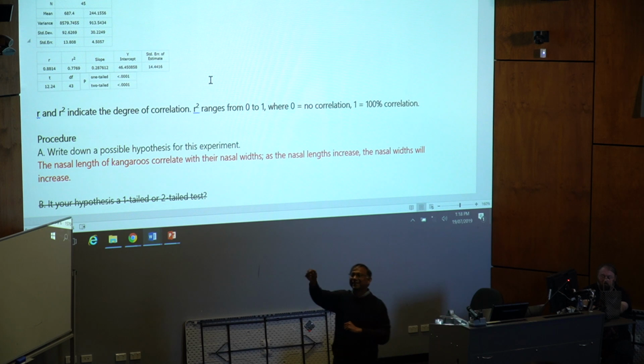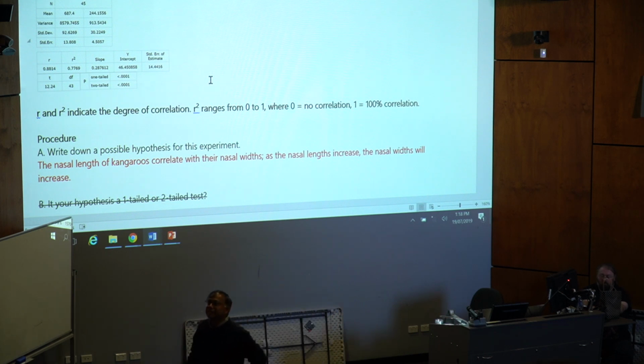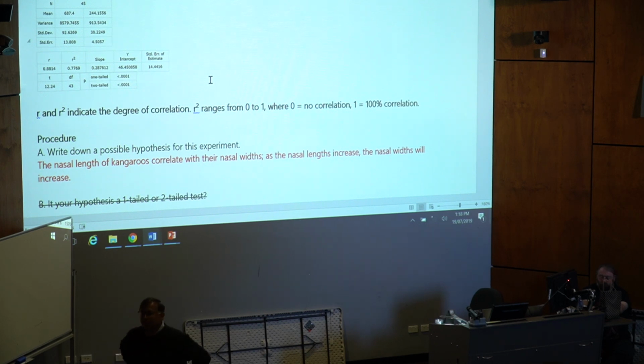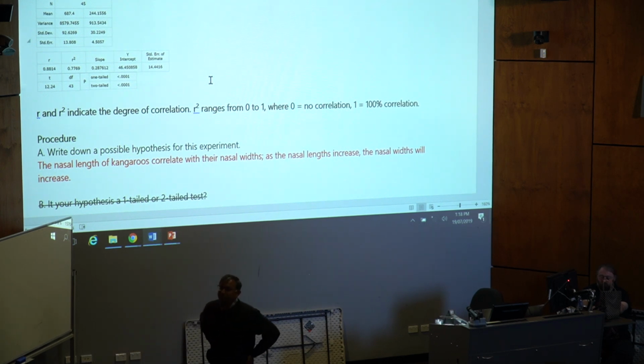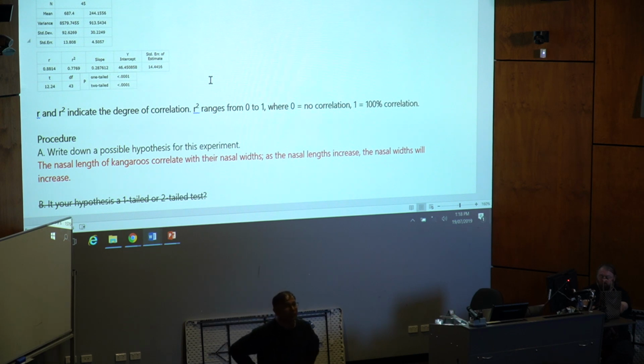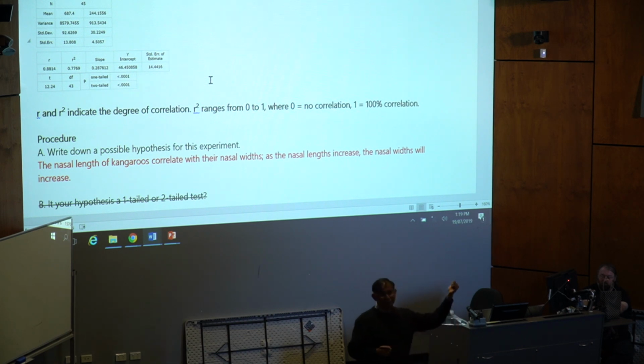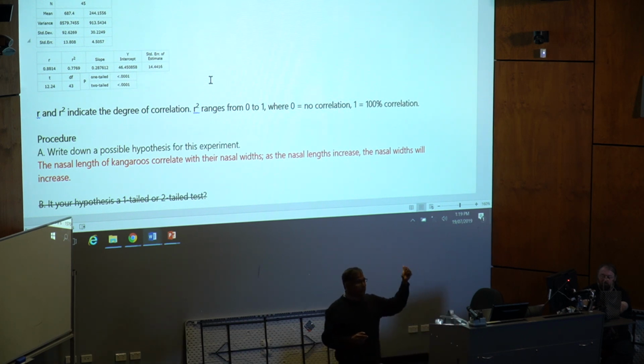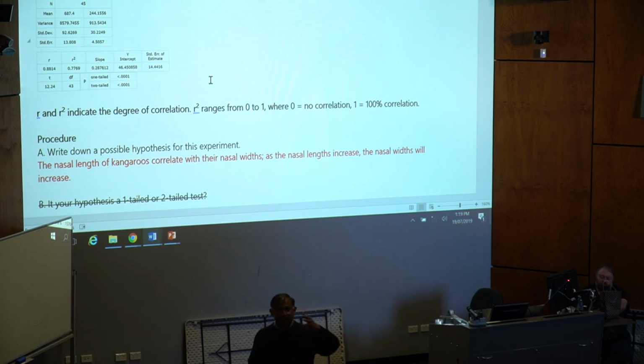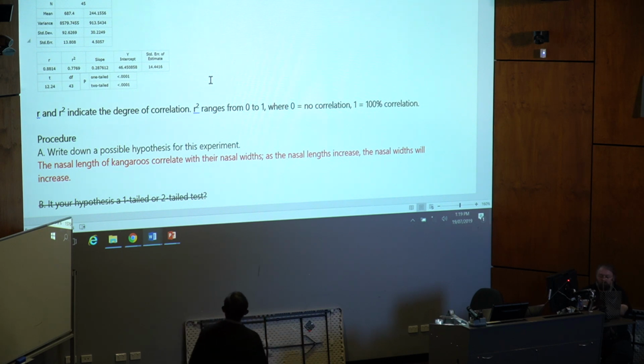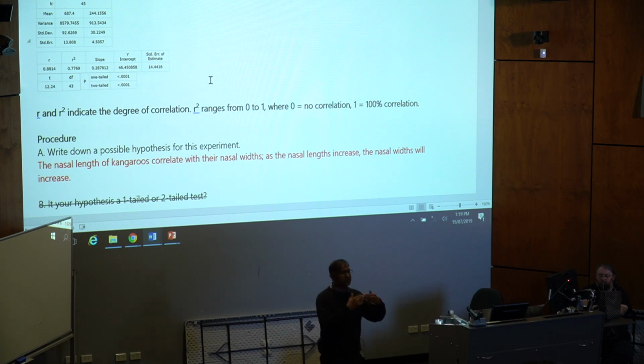Do you have to know that the correlation is relatively strong, or would you just say a positive correlation? A positive correlation. Generally speaking, if it's above 0.5, it's considered a reasonably strong correlation. So that's the first part of the conclusion. The results indicate that nasal lengths correlate with nasal widths because the R squared value is 0.7769. So we're using the information that's provided to us.